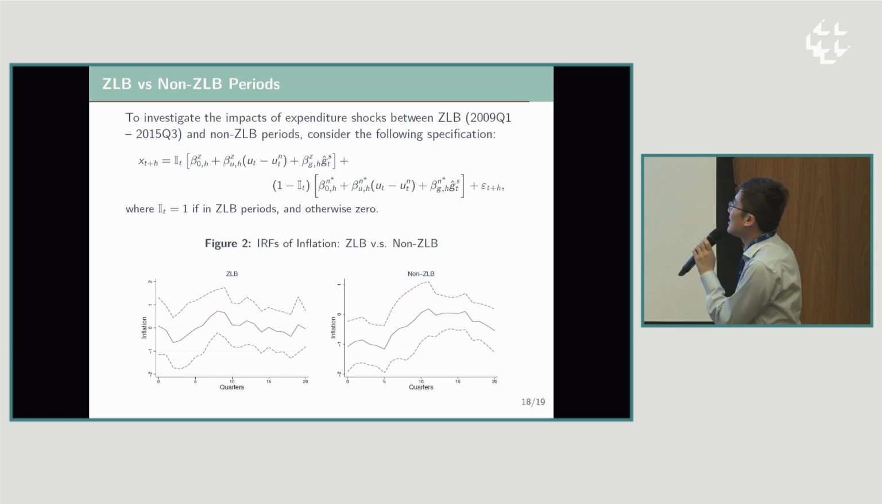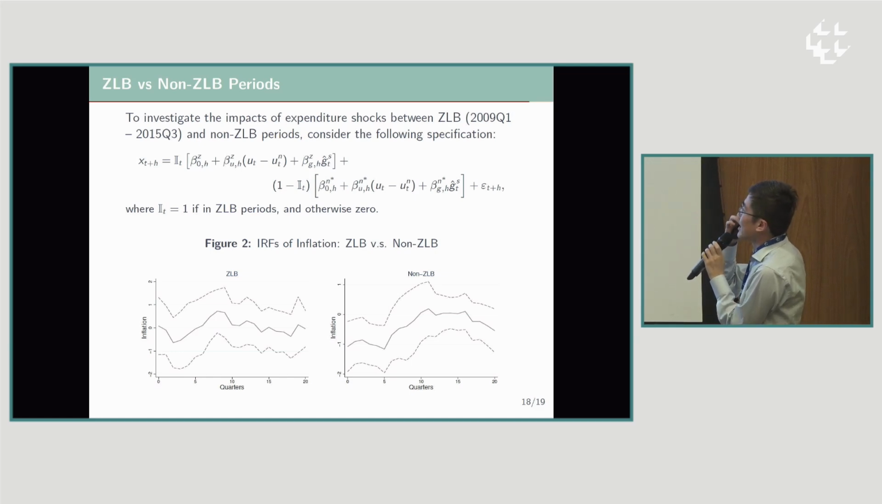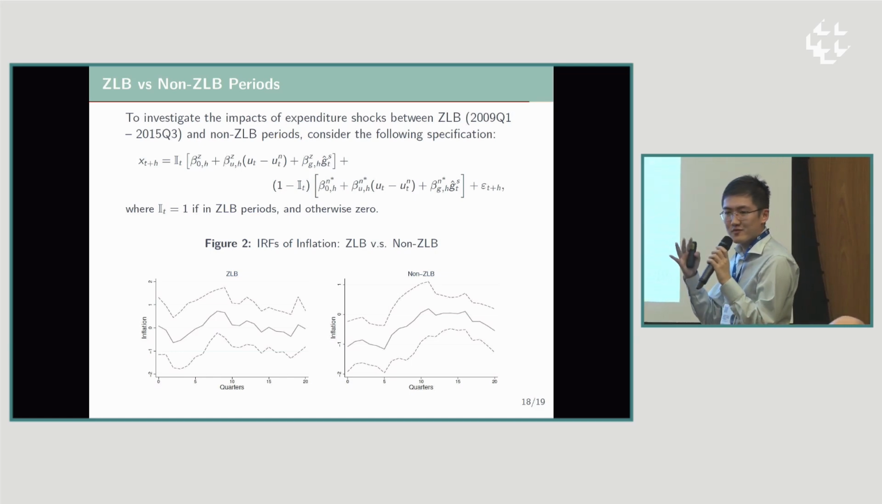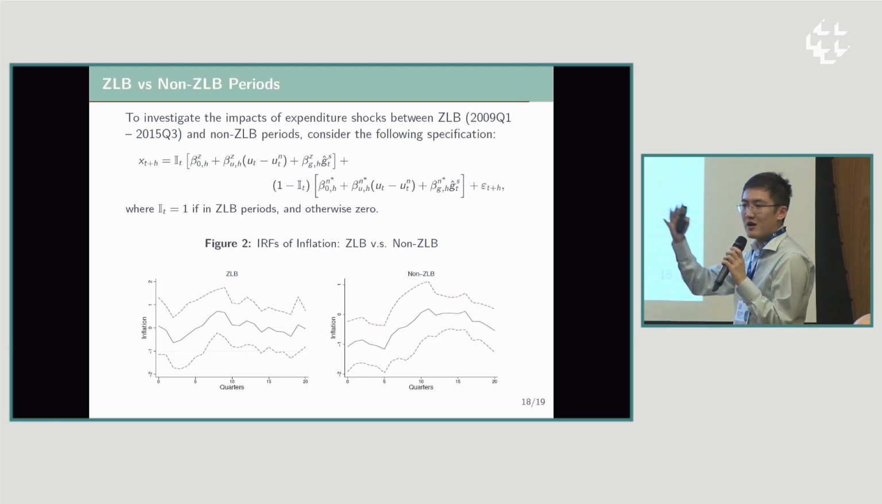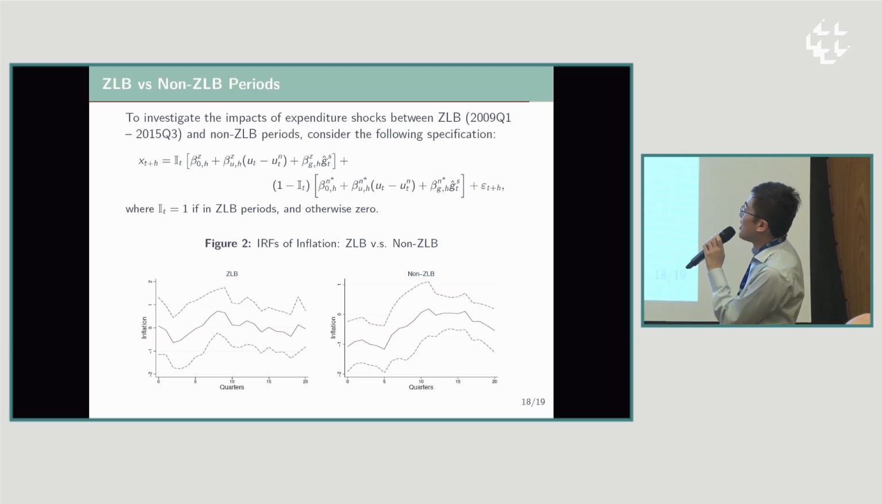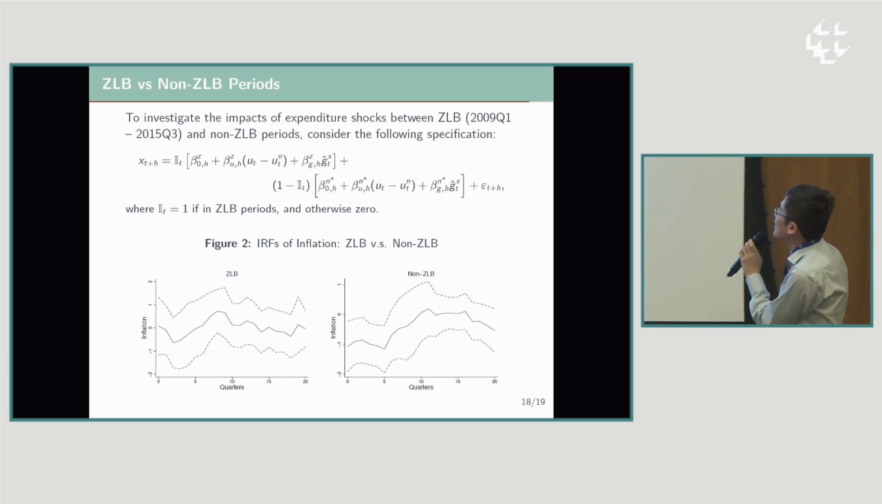Okay. So in the paper, we also build an extended model to reconcile the impulse response, for example, of wages to government expenditure. But here, due to time limit, I won't go into detail.